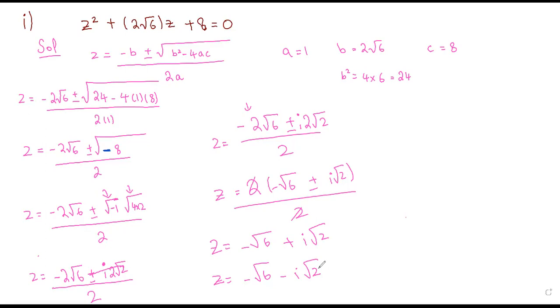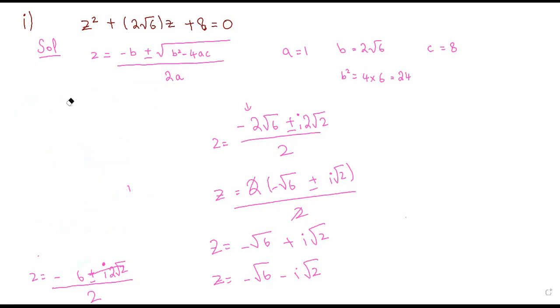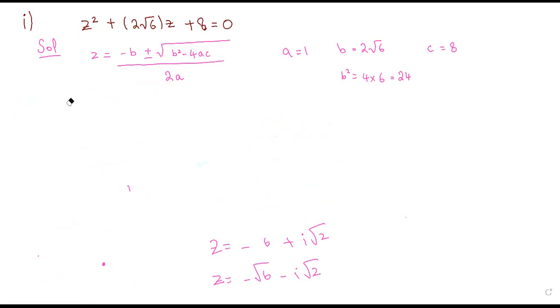Right. Now I am going to just rub some of the parts and then do the second part of this question. So first root has turned out to be under root 6 plus iota under root 2. And the second one is minus under root 6 minus iota under root 2. Okay, that is the thing.